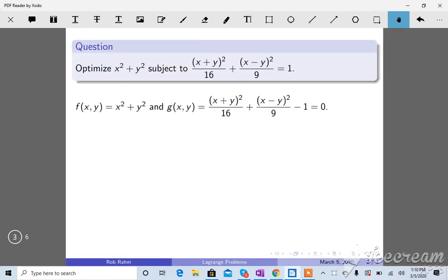So this means f of x, y is going to be x squared plus y squared, and g of x, y is going to be what I have here. Now, typically, it's going to be a word problem, and you're going to have to figure out what f is and what g is, but I pretty much gave it to you in this problem.